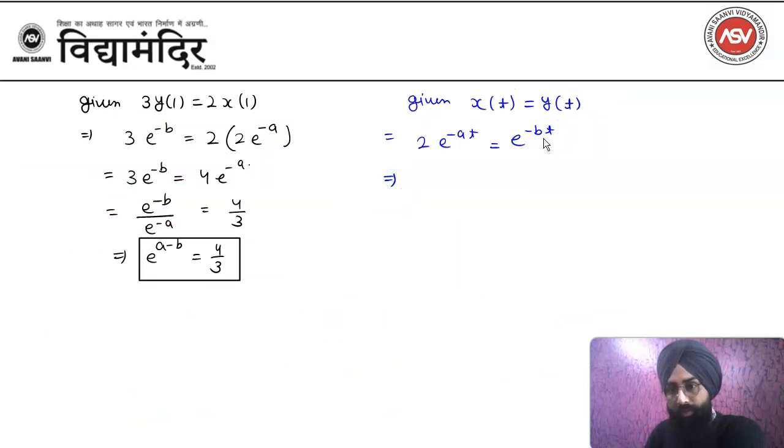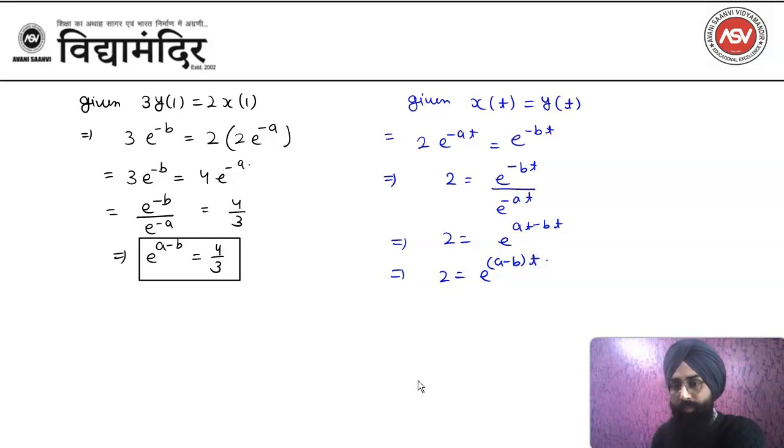So when we equate this, we can bring this one on this side, it will be twice of e raised to power minus b t upon e raised to power minus a t. So using laws of indices, it becomes e raised to power a t minus b t. So this becomes e raised to power a minus b times t. This is what we got now. So what we can do, we can put the value of e raised to power a minus b, which is 4 by 3. So we can write 2 times 4 by 3 raised to power t.